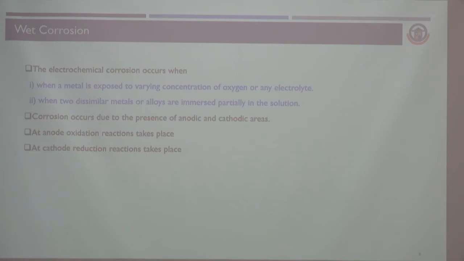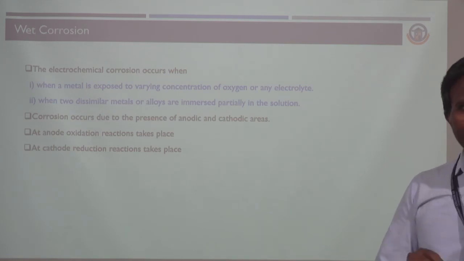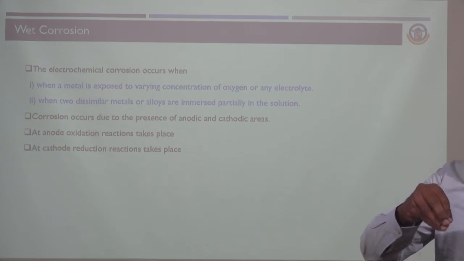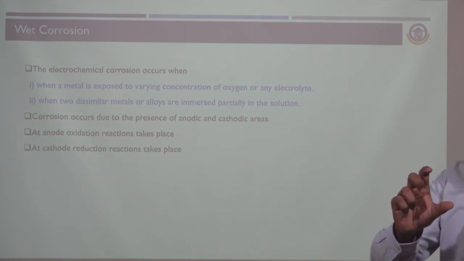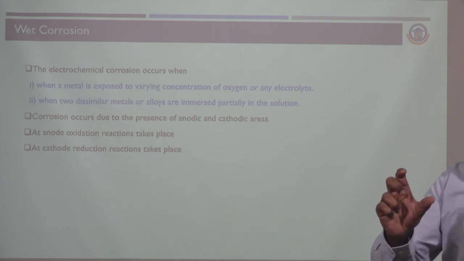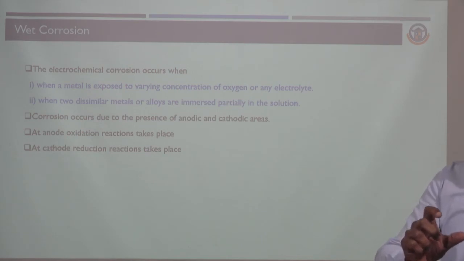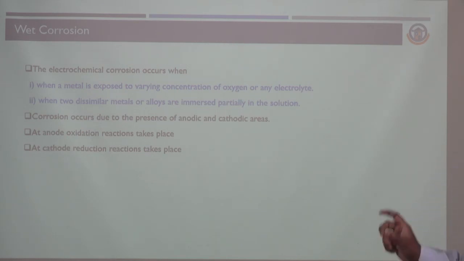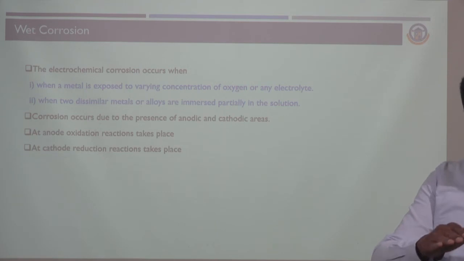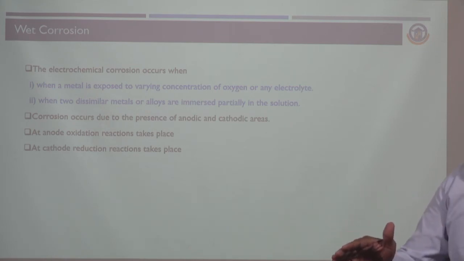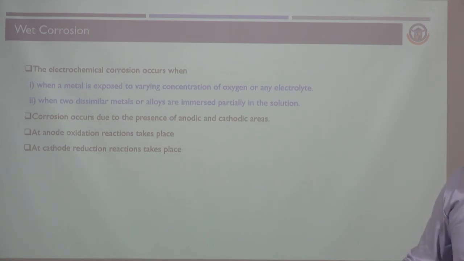And the second one is when a metal is exposed to varying concentration of oxygen. It means that if you dip a metal into a liquid, the upper part of the metal will be at the higher oxygen concentration and the lower part of the metal will be at the lower concentration of oxygen. So in this case, the part that is immersed inside the liquid will function as anode and the part that is outside the liquid will function as cathode. Here also an anode and cathode are set up and we have an electrochemical reaction.